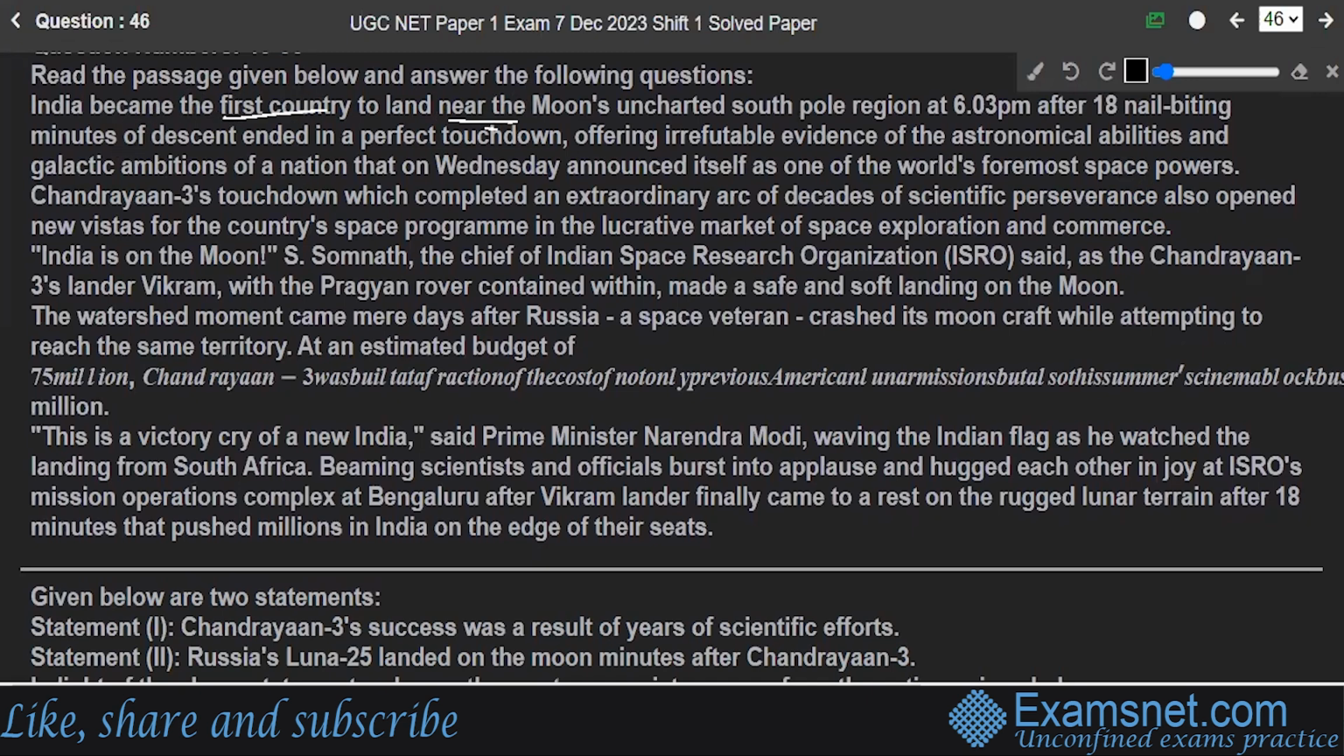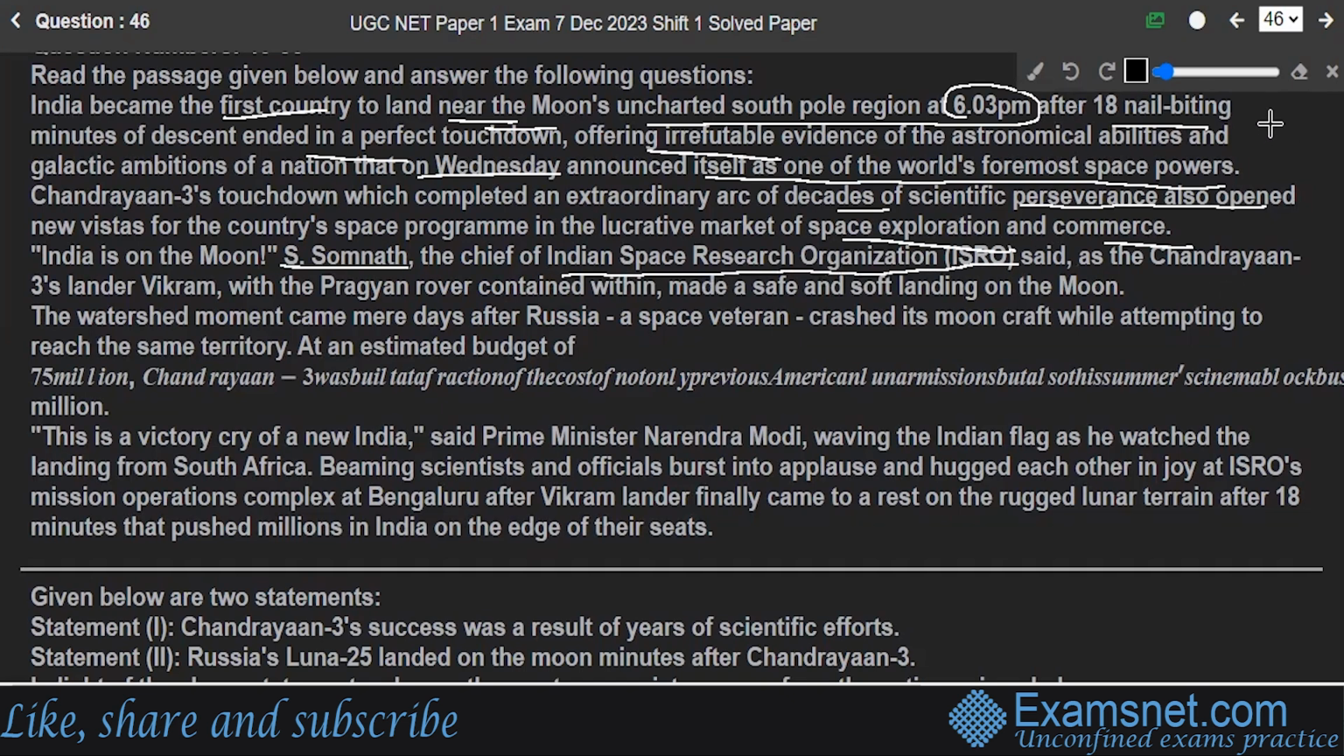India became the first country to land near the moon's uncharted south pole region at 6:03 p.m. after 18 nail-biting minutes of descent ended in a perfect countdown, offering irrefutable evidence of the astronomical abilities and the galactic ambitions of a nation that on Wednesday announced itself as one of the world's foremost space powers. Chandrayaan-3's touchdown, which completed an extraordinary arc of decades of scientific perseverance, also opened new vistas for the country's space program in the lucrative market of space exploration and commerce. India is on the moon, S. Somnath, chief of Indian Space Research Organization ISRO, said as the Chandrayaan-3 lander Vikram with Pragyan rover contained within made a safe and soft landing on the moon.